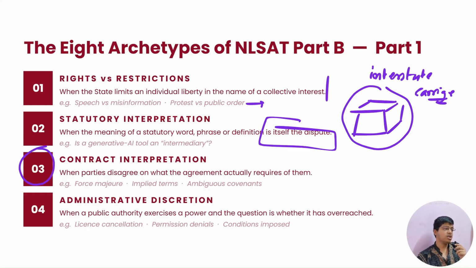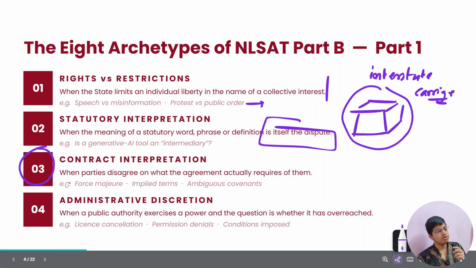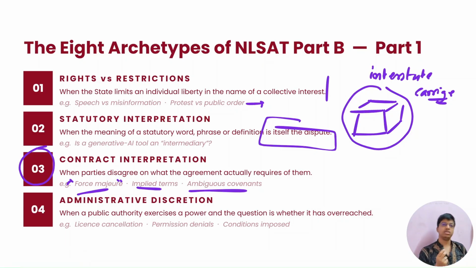Question number 3, contract interpretation, because a lot of times, whether a particular event is a force majeure event or not, implied terms, if some terms are ambiguous, how do you make sense out of these things? Remember in our first lecture we talked about why these types of questions are asked, because they want to test our acumen, how we are thinking.